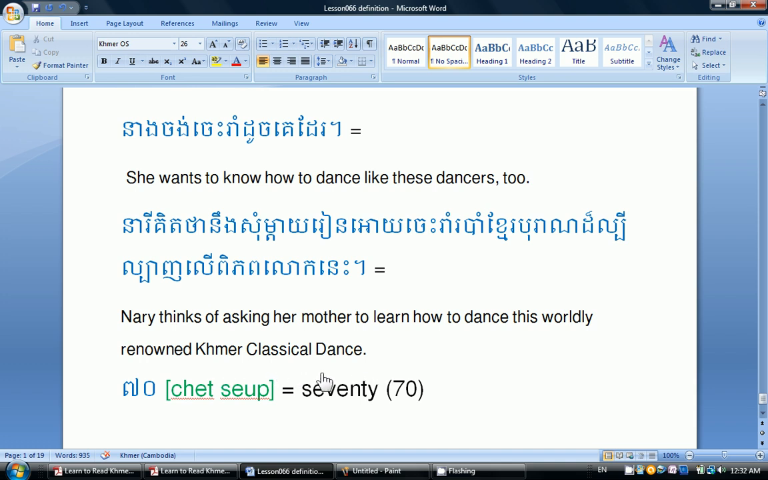This lesson is on page 70. 70 in Khmer we say 70. Okay. Now please take a piece of paper and a pencil and learn how to write some of the words from lesson 66. Okay?